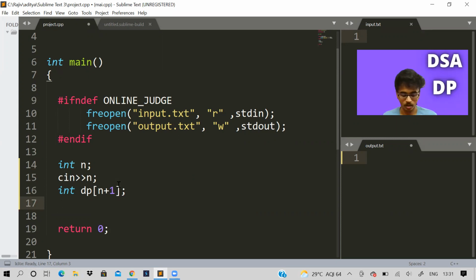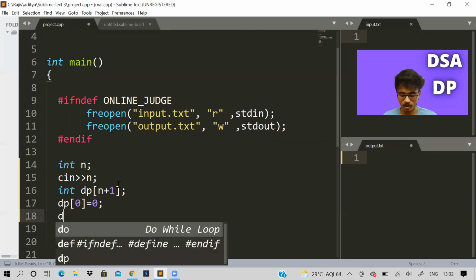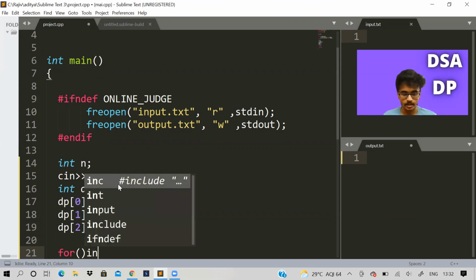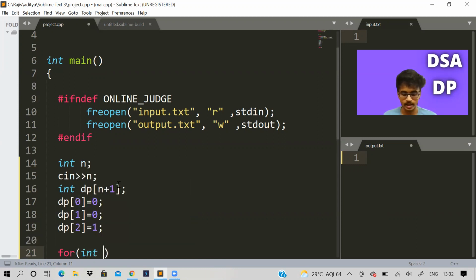So what is dp of 0? dp of 0 will be anyway 0 only, we don't have to bother. What is dp of 1? If there is one element, derangement is going to be 0 only, because you have to give that element its own value, right? So 0. And what is dp of 2? 1. Now let us start from i equal to 3, i less than or equal to n.